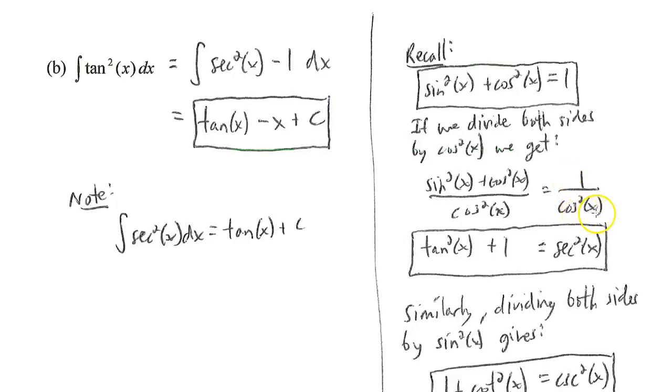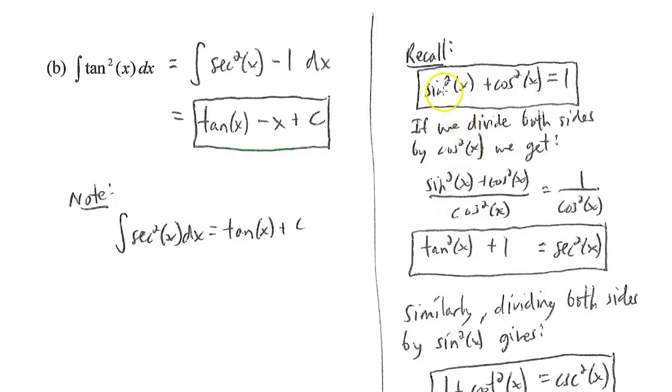Now 1 over cosine squared is the same thing as 1 over cosine times 1 over cosine, but 1 over cosine is just secant. So it turns out that just like 1 over cosine is secant, 1 over cosine squared is secant squared. So we have this trig identity. And again, I can never remember this identity. I can never remember if it's tangent squared plus 1 that's secant squared, or if it's secant squared plus 1 that's tangent squared. I can never remember it.